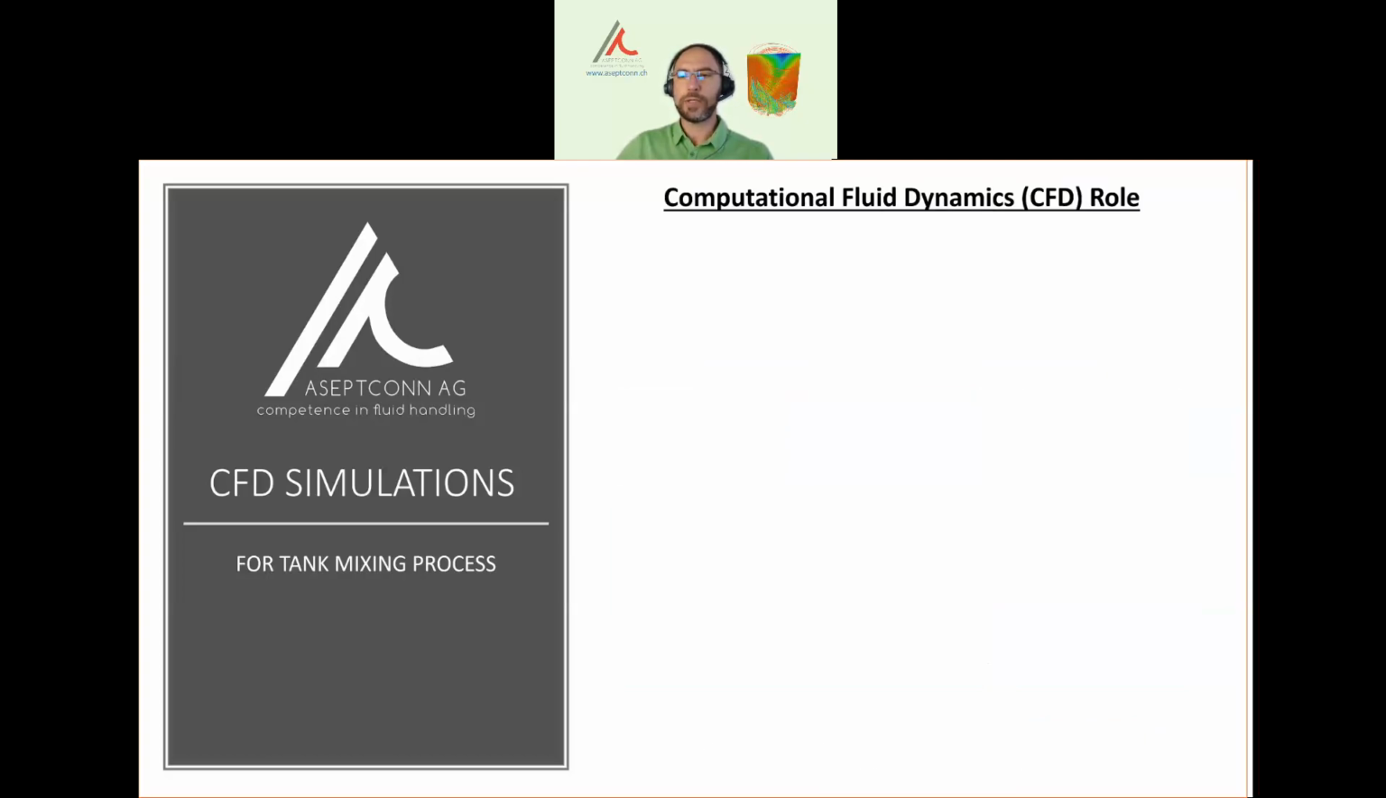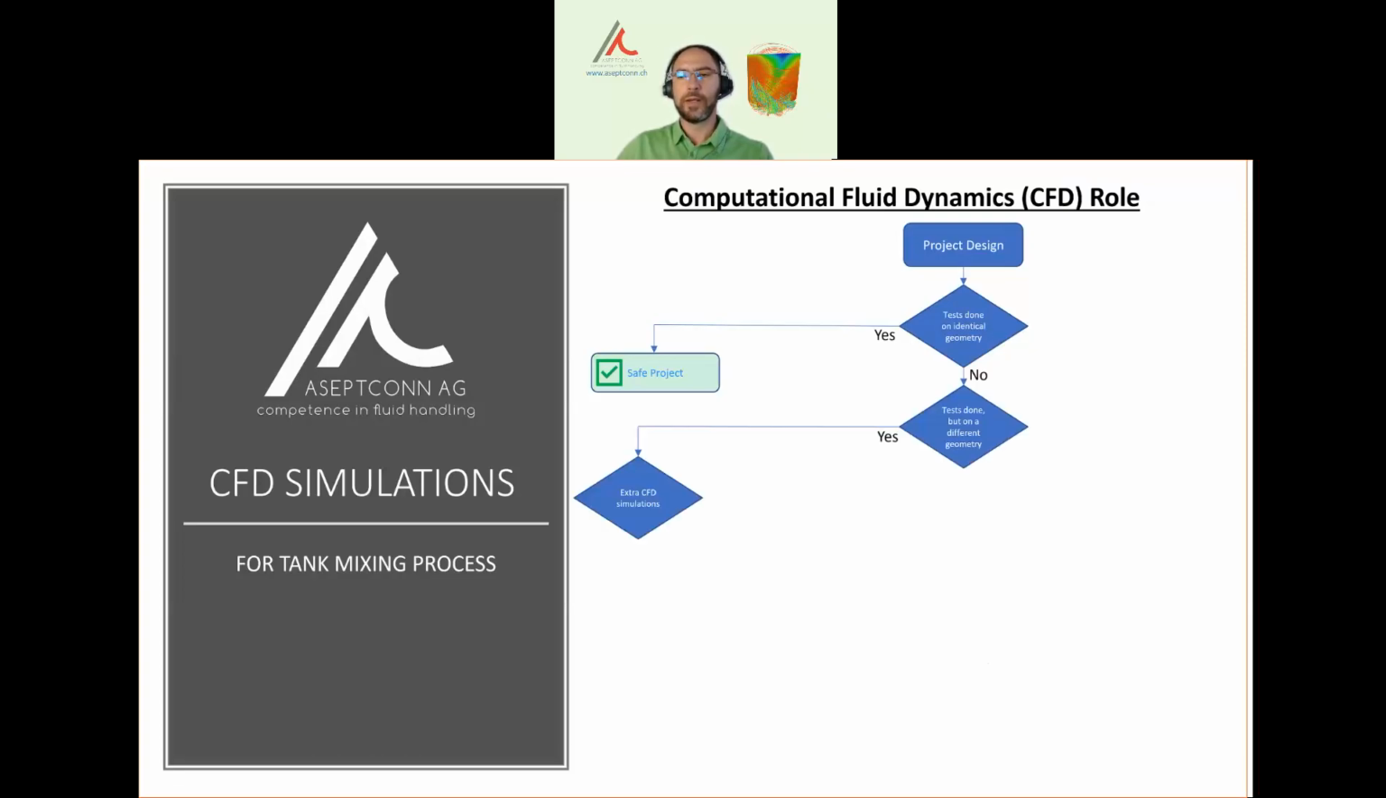Now, let's see how CFD can help us. I think we can understand it very easily from this logical decision diagram. If mixing experimental data done on an identical geometry are available, the project is safe. If experimental data are available but performed on a different geometry, we can choose to complete them with CFD simulations for the real geometry. In this case, the project will be safe. If we do not complete them with CFD simulations, there is just a small risk.